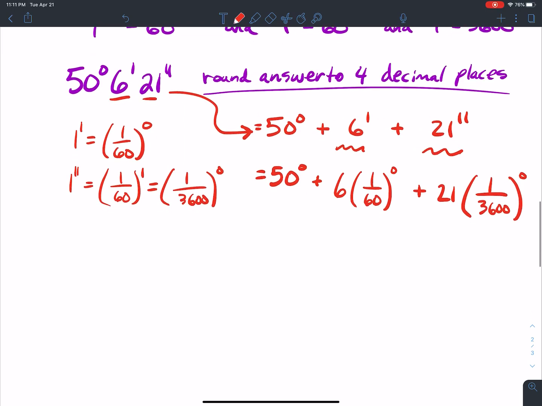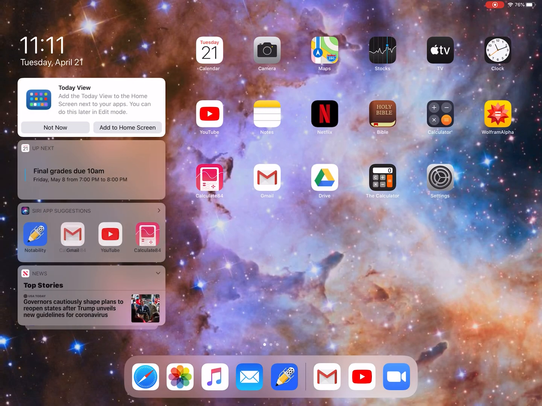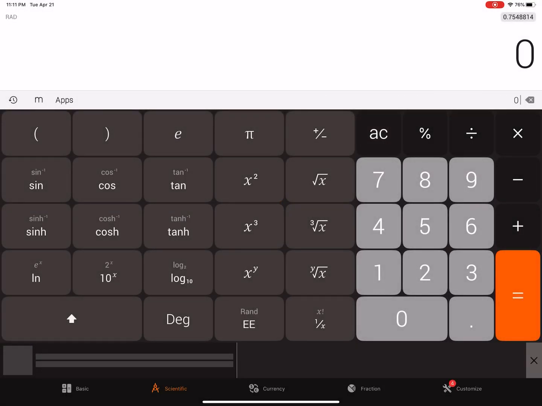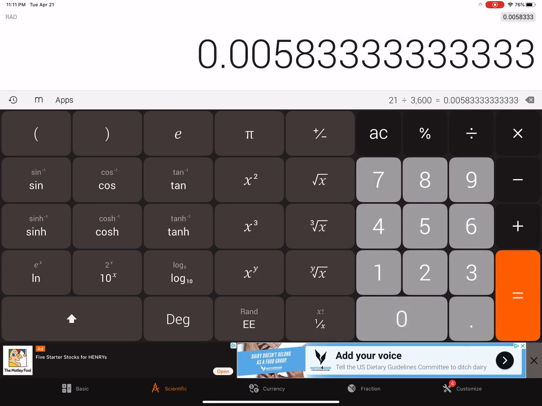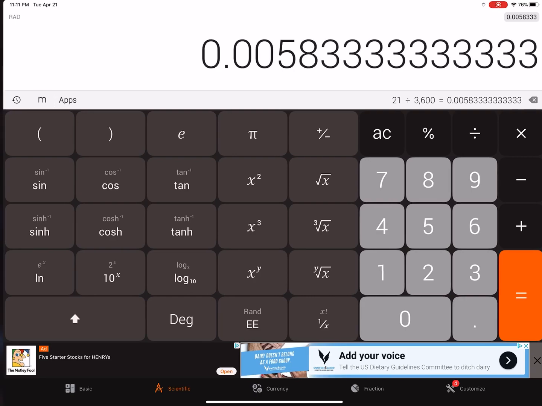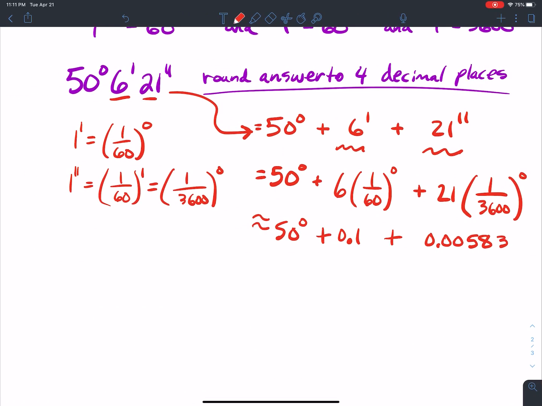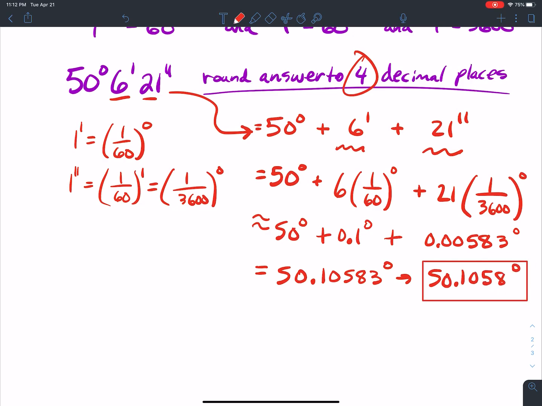And when I multiply this out, I'm going to get 50 degrees plus 0.1 plus 0.0058, right? Let's check with our calculator. So what did we have? We had 21, and then I divided by 3600. So if we're doing 4 decimals, I mean, if you wanted to do 5 and then round at the end, you could. That's fine. So when I add all these together, I get 50.10583 degrees, which in 4 decimals is going to get me 50.1058 degrees. Okay? So that's how that works right there. Cool.